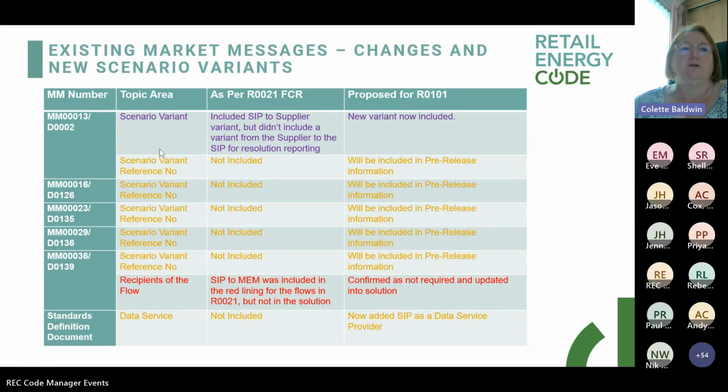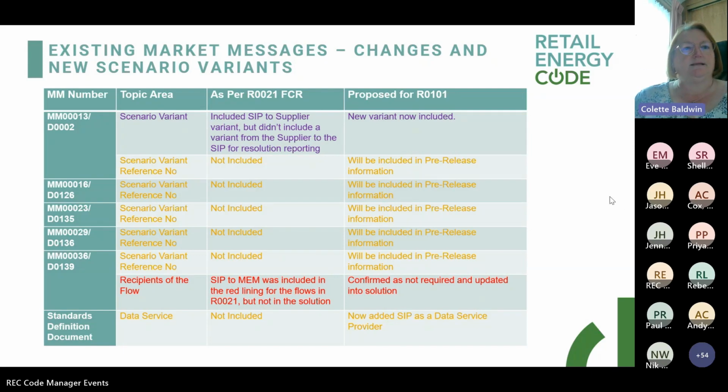So you can see that for the D002, the scenario variant for SIP to supplier is new, but there's a new scenario variant reference number that will be included in the pre-release for that instance of that flow from the supplier to the SIP and the SIP to the supplier. The same for the 126, it's just the scenario variant reference number that is missing from the solution, but that's not part of the solution, it's part of the pre-release information. So when this change is finally resolved, and hopefully approved, then that will be released in the pre-information.